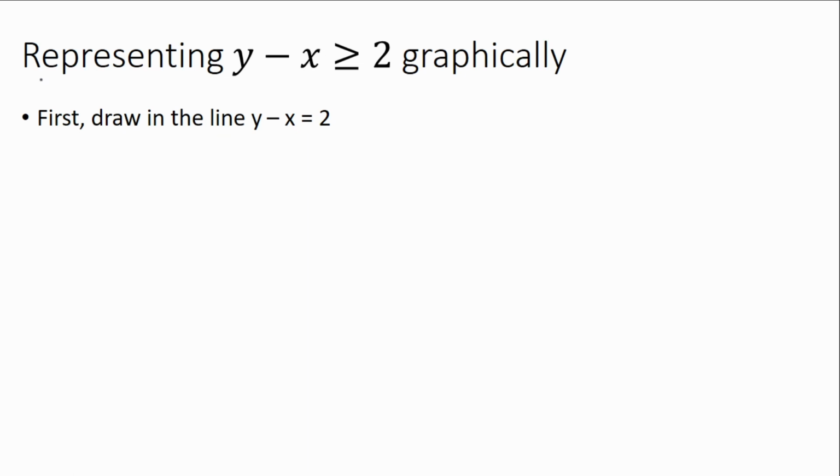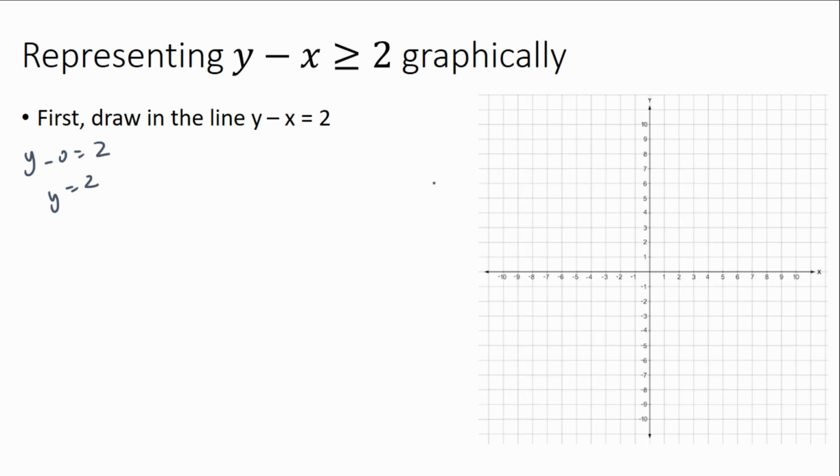Starting off by finding the y-intercept, I'm going to substitute x as 0, so that's going to give me y minus 0 equals 2. So therefore, y is going to equal 2, so my y-intercept is 2. My first point is going to be right there, 0, 2. That's my y-intercept.